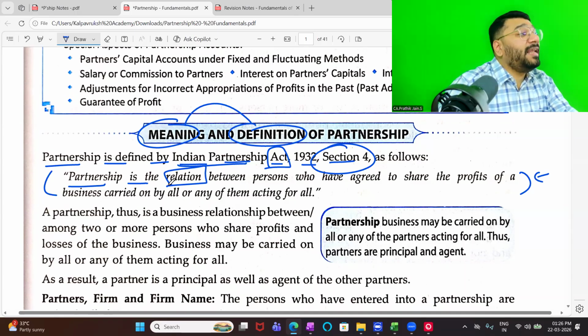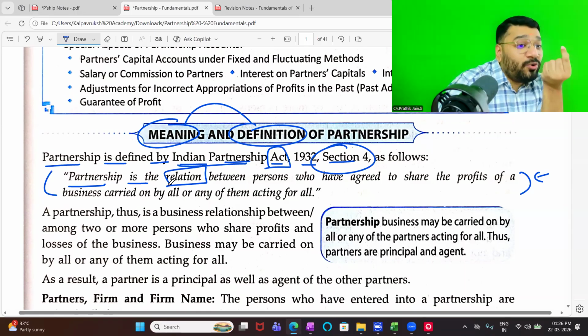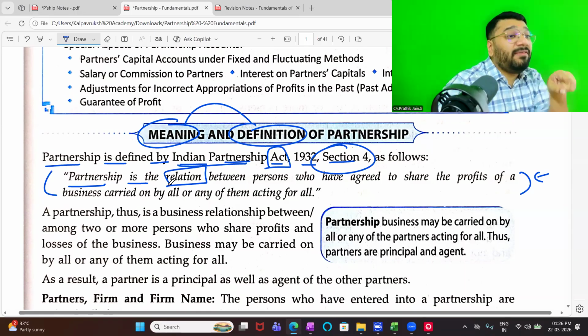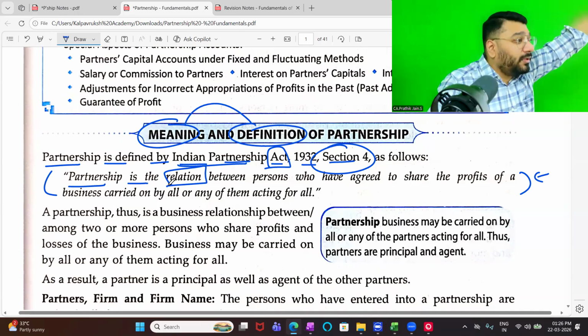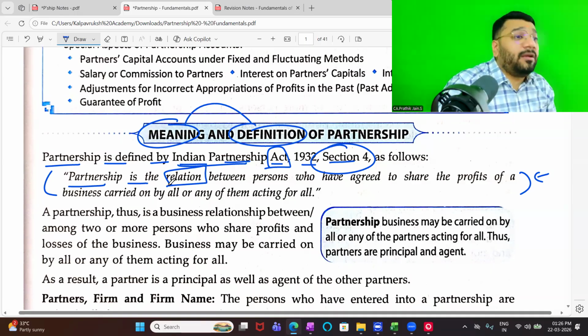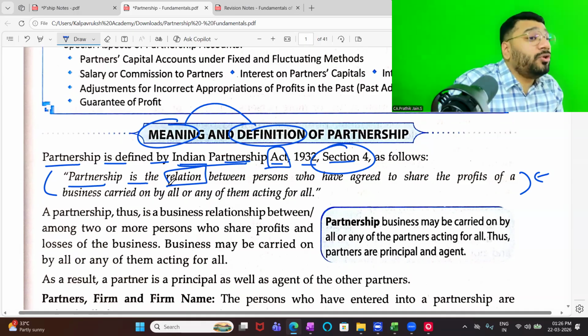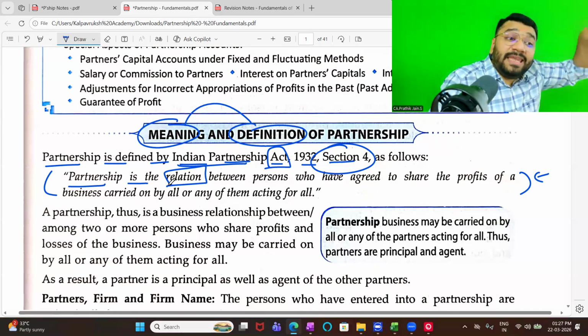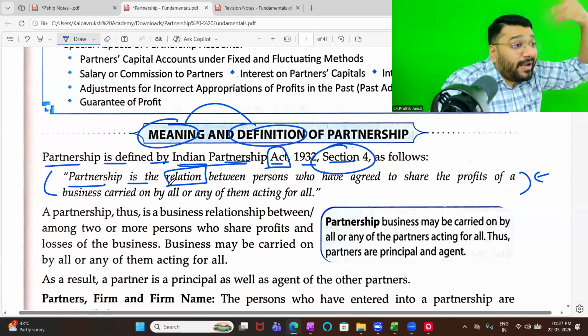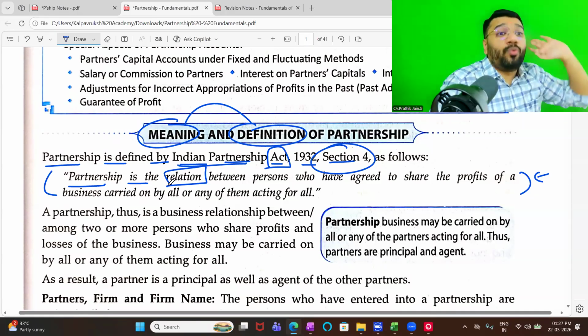Definition, you can't change even a single word, because this has been given by Section 4 of the law. "Sir, but I want to write in my own way, sir." In that case, the question you should be asked is the meaning of partnership, then you can write the sentence in whatever way you want to write.